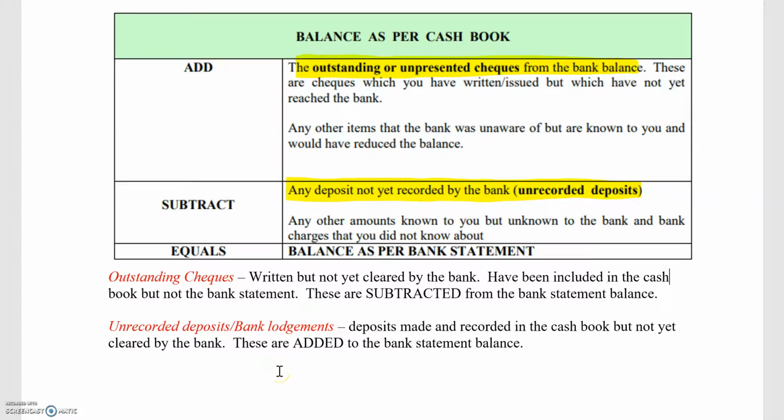Unrecorded deposits, also called bank lodgements, or unrecorded bank lodgements, are deposits made and recorded in the cash book but not yet cleared by the bank. These are added to the bank statement balance and therefore subtracted from the cash book balance.